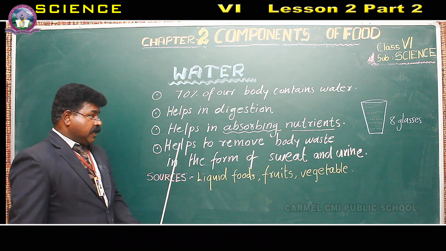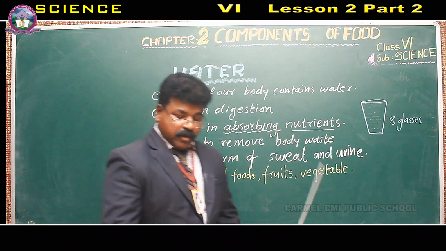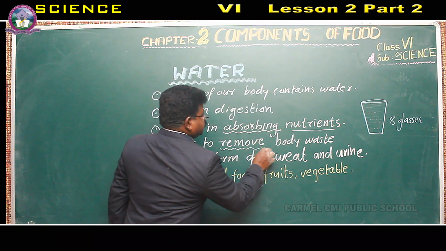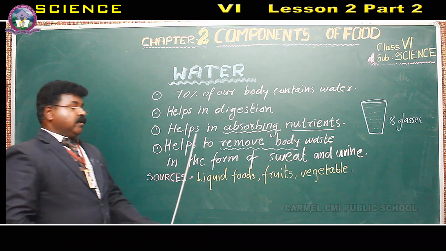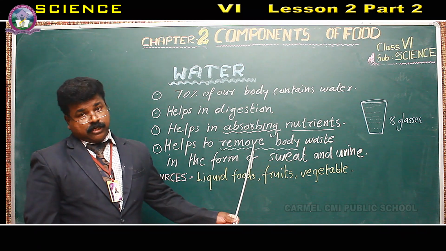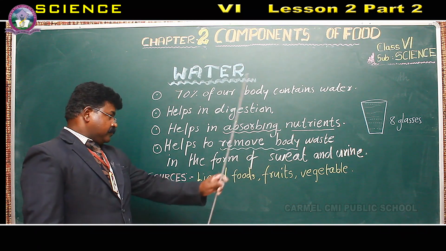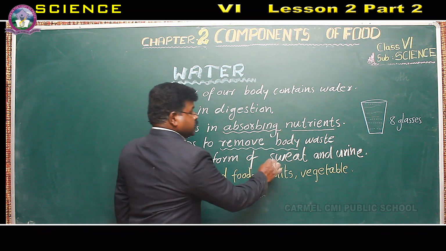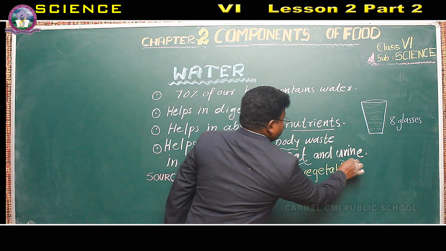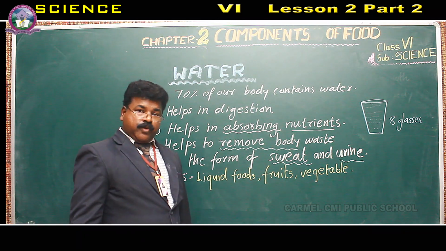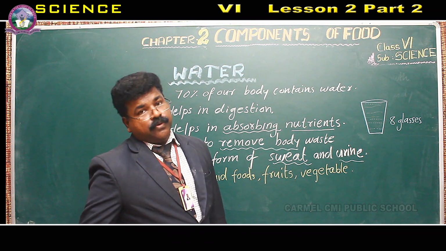The next point is it helps to remove our body waste. What all body waste materials are there that are to be removed with the help of water? For removal of the body waste materials, we need to drink a sufficient amount of water. In which form is the body waste sent out from our body? That is in the form of sweat and urine. In order to remove the body waste in the form of sweat and urine, we need to have a sufficient amount of water.